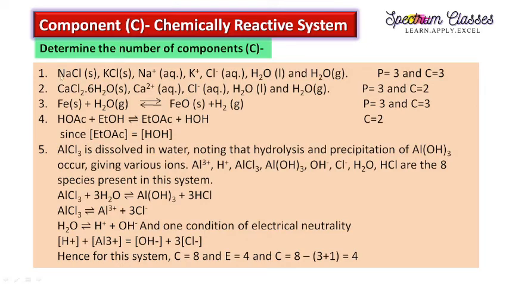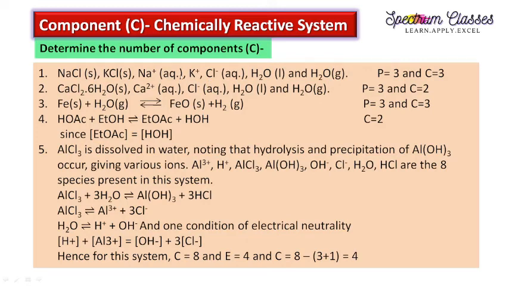So here is the first question, in which it is given NaCl as solid, KCl as solid, Na plus aqueous, K plus aqueous, Cl minus aqueous, H2O liquid and H2O gas. First of all you have to establish the equilibrium conditions. NaCl solid is in equilibrium with Na plus and Cl minus aqueous. The second equilibrium is KCl solid in equilibrium with K plus aqueous and Cl minus aqueous. Since it is not given that there is an equilibrium between H2O liquid and H2O gas, I'm not going to consider that. Two equilibriums are there, and the third one is electrical neutrality.